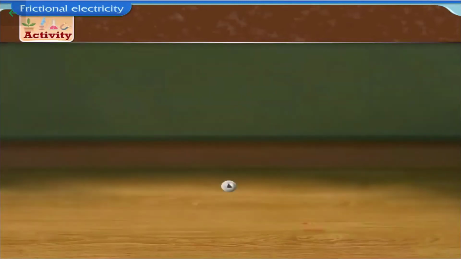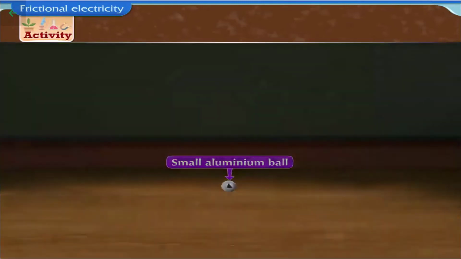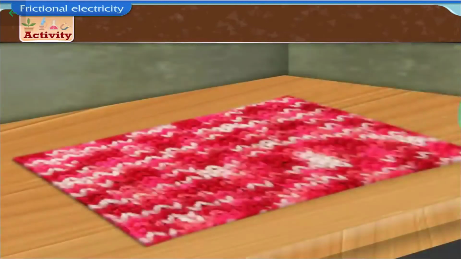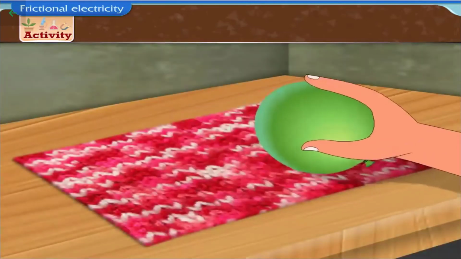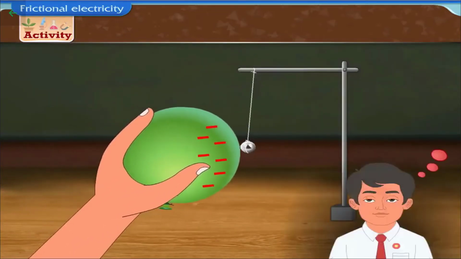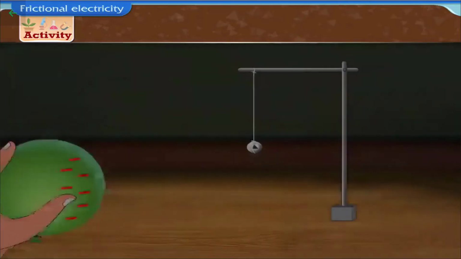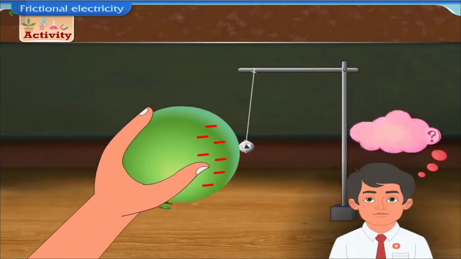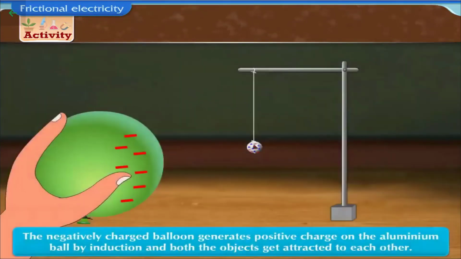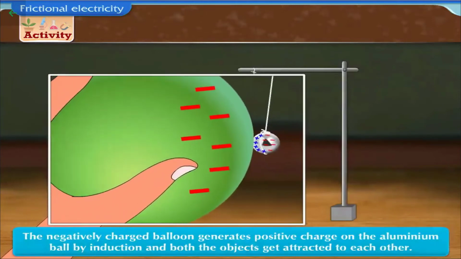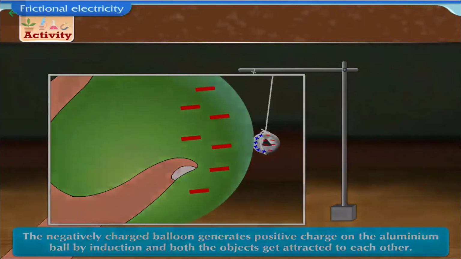Activity. Let us take a small aluminium ball and hang it freely with the help of a thread on a stand. Now charge an inflated balloon by rubbing it on a cloth and bring it near the aluminium ball. What do we observe? We observe that the aluminium ball gets attracted to the balloon. Why does this happen? The negatively charged balloon generates positive charge on the aluminium ball by induction, and both the objects get attracted to each other.